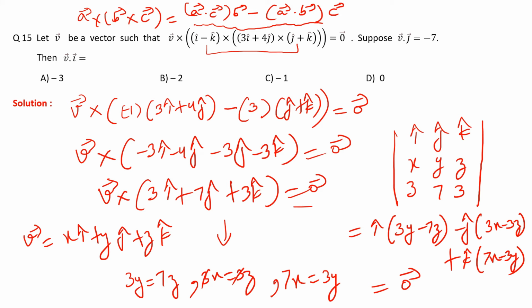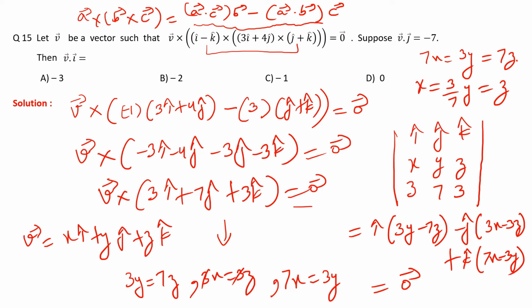That means I can write now 7x equal to 3y equal to 7z, or we can also write x equal to 3 upon 7 y equal to z. I have divided by 7 throughout.